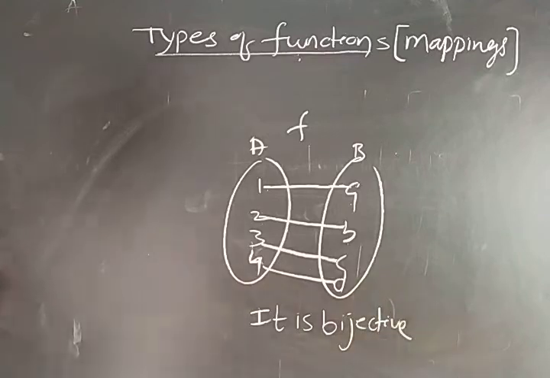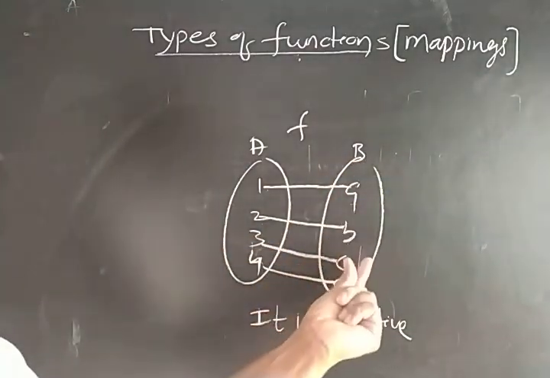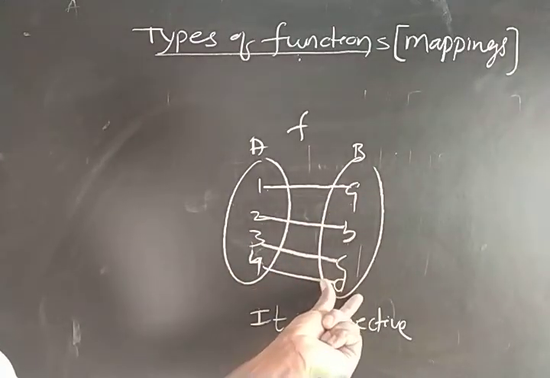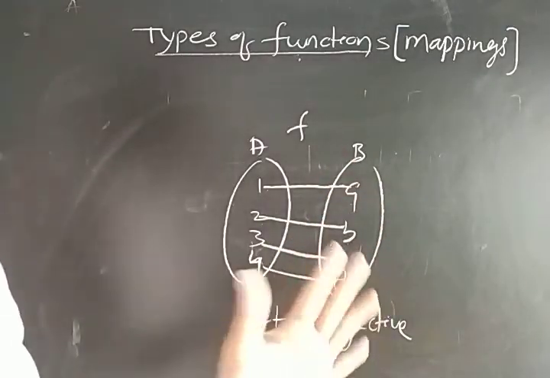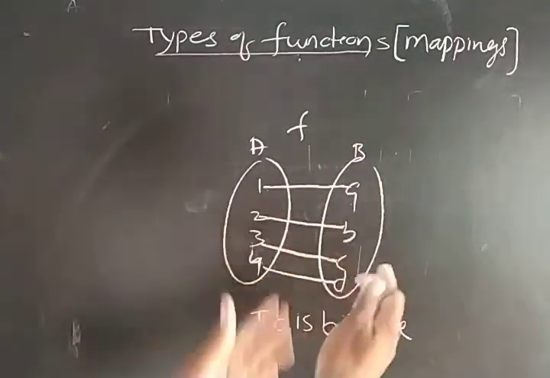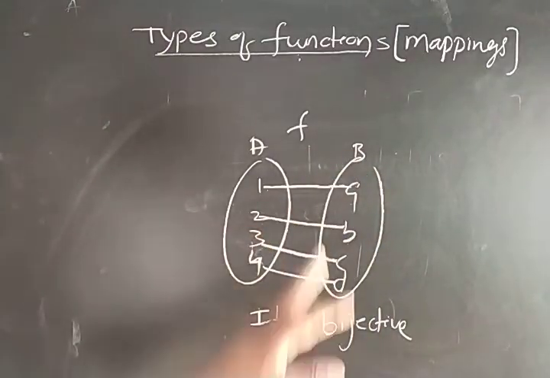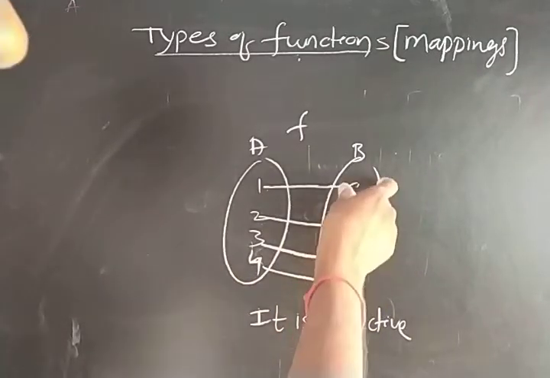It is bijective. Observe that whenever the function is onto, every element in the codomain will have pre-images. That means every element in the codomain is an image. And what do we know? The range set of a function is always a subset of B. Only a subset, sometimes equal. When is it equal? When the function is onto.